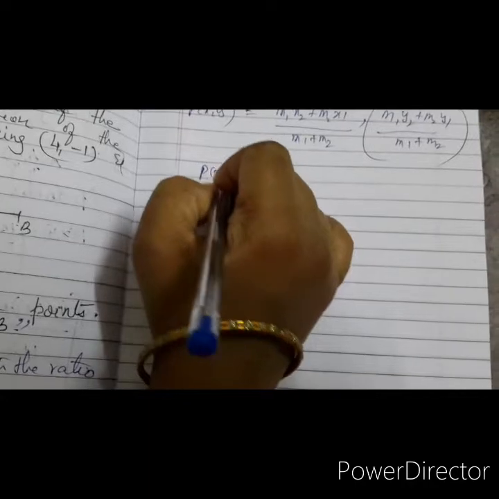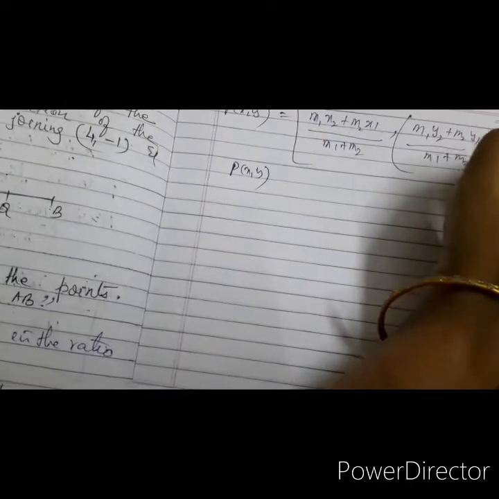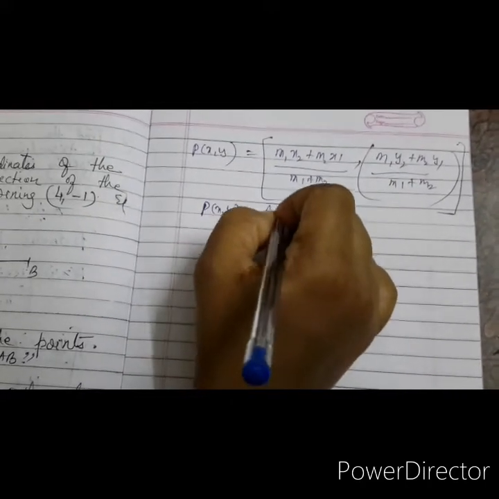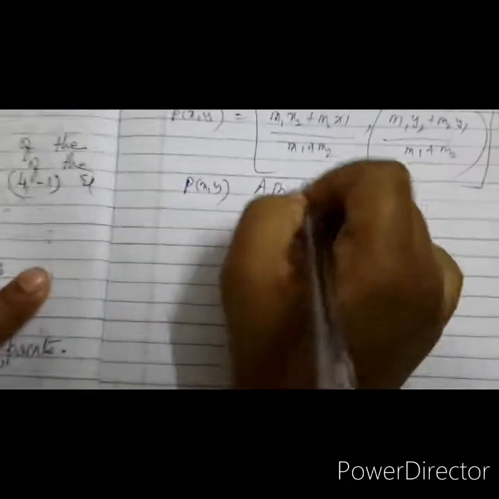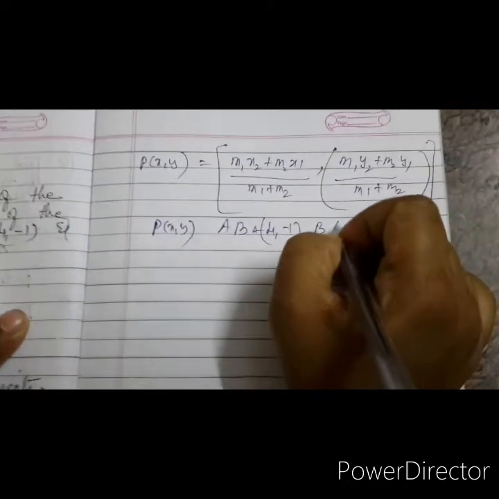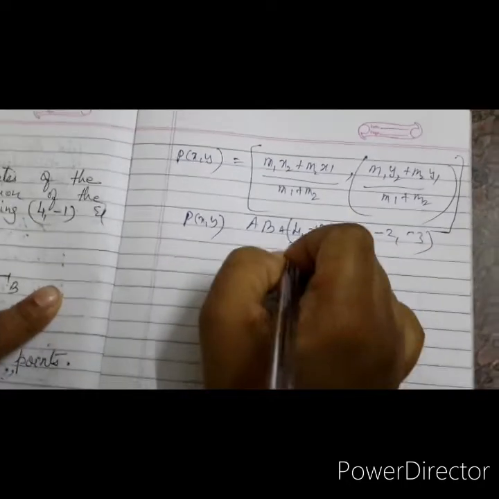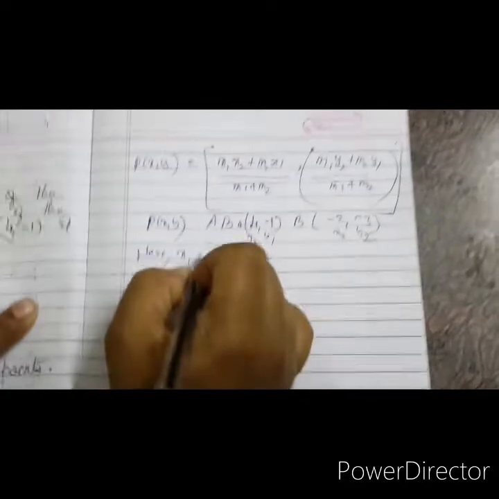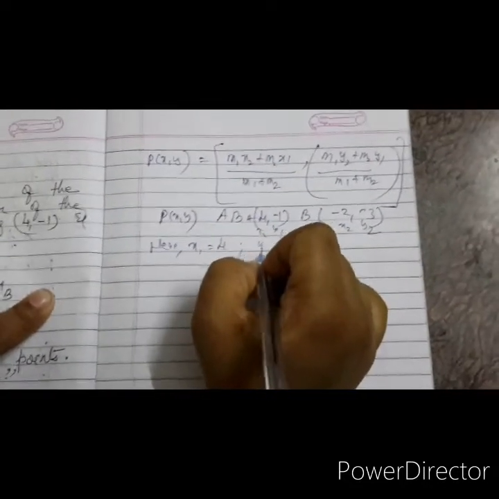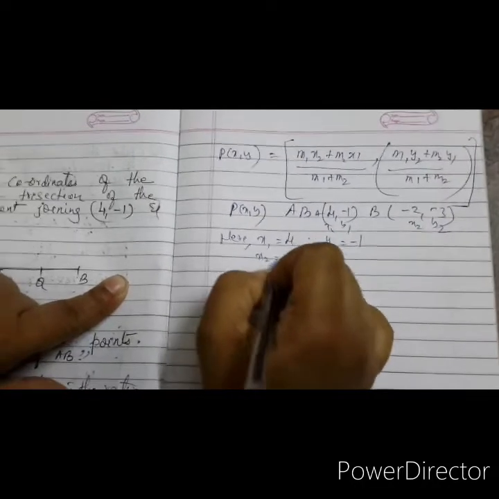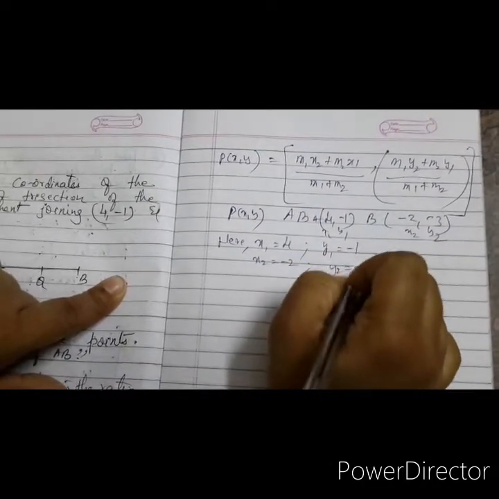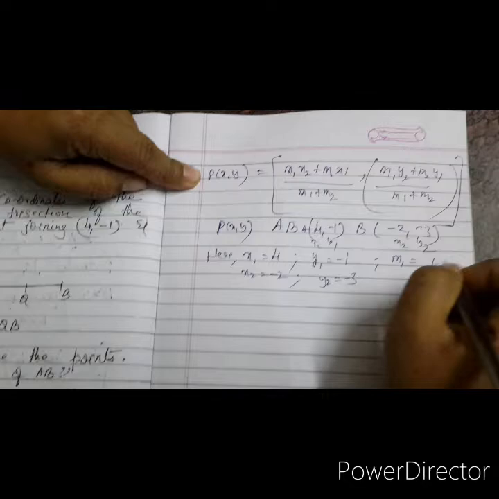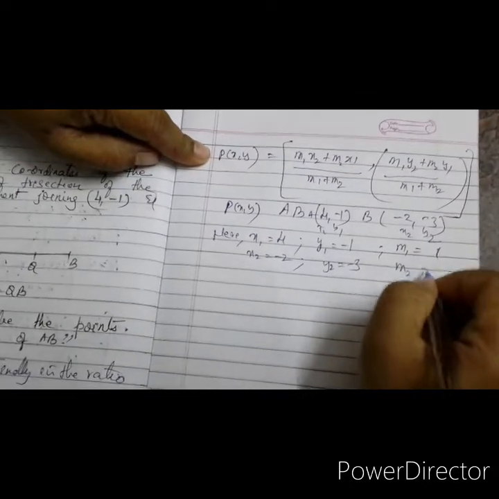Okay. Now P(x, y). Let us see here. From AB you have to write now. What is AB? A is (4, -1), B is (-2, -3). I am writing all x1, y1, x2, y2. What are the values? x1 = 4, y1 = -1, x2 = -2, y2 = -3. m1, because P is dividing, our ratio is 1:2. So m1 = 1, m2 = 2.